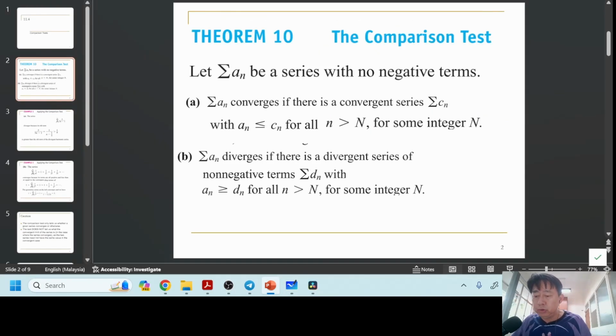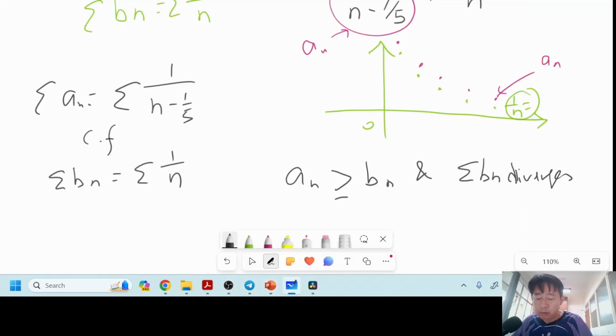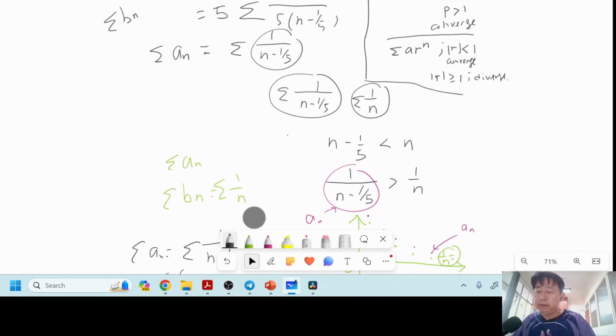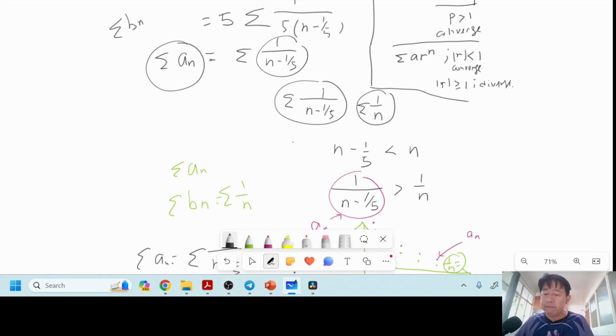Then according to theorem 10, this condition is fulfilled where D here refers to our Bn by virtue of item B in theorem 10. We say that the series An diverges. So to conclude this example, in order to prove the series to be divergent, you compare it with the harmonic series, and you prove that the terms in the series An are larger than the corresponding terms in the harmonic series. So since the harmonic series is divergent, then the series An is also divergent.